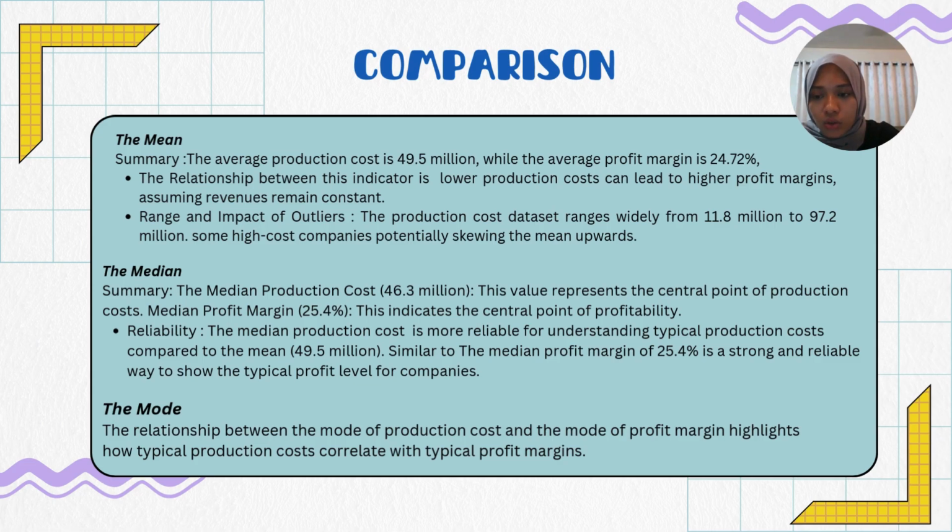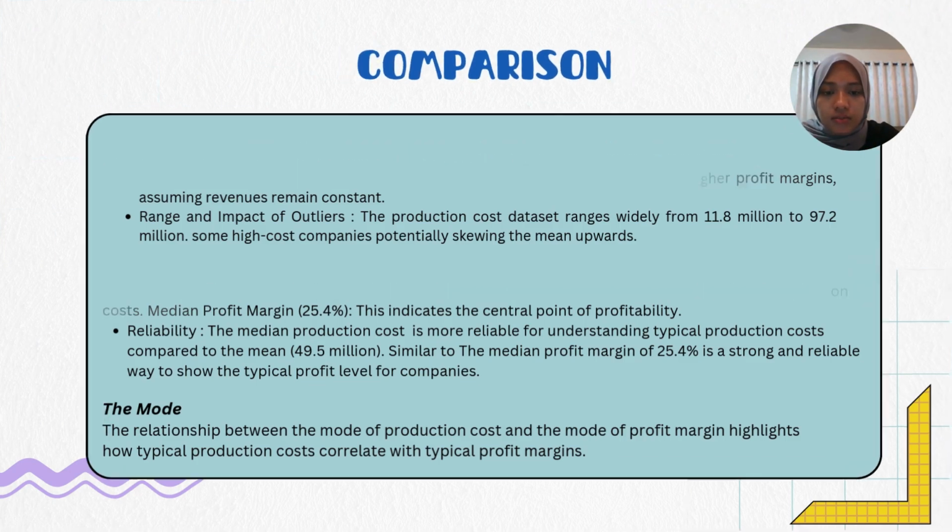The mode of production cost shows the typical amount companies spend to make their products, while the mode of profit margin shows the usual profit companies make after covering their costs. This helps us see what is typical for most companies in terms of cost and profit.